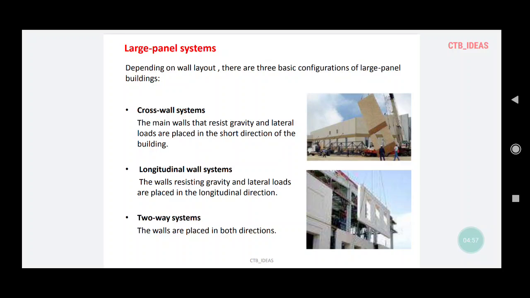Then longitudinal wall systems. The walls resisting gravity and lateral loads are placed in the longitudinal direction. Very basic. And then two-way systems, where the walls are placed in both directions. So these are just the configurations of walls, how you place them in the direction of lateral load and longitudinal load to resist gravity. It is just about the placement of wall panels, the configuration. Okay.